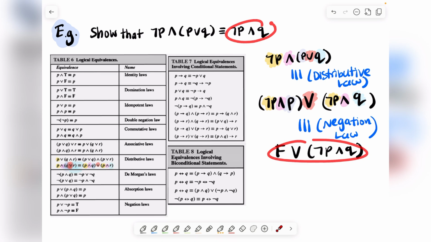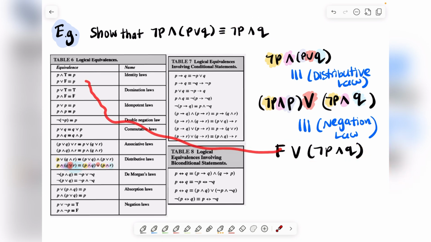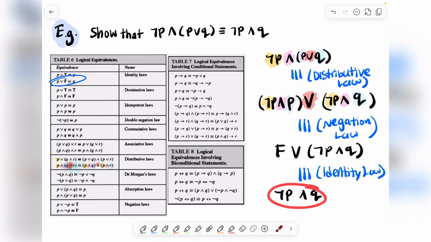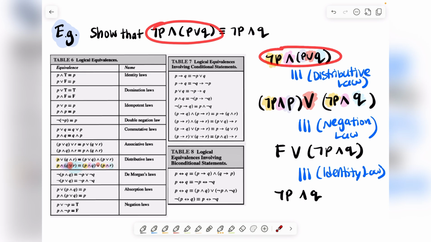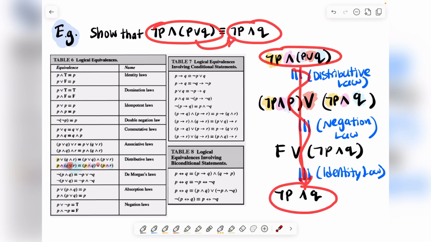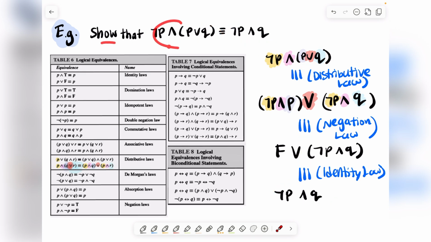This still does not look like this side. So what do we do? Well, there's this interesting law here that says if you have false or something, it's always just going to be equal to that something. So this is going to be equivalent to that something, which is just not P and Q. What law did we use? The identity law. So we write that. And finally, we have the other side. So we managed to go from here to here using known equivalences. So we proved that this compound proposition is equivalent to this at the end of the day. So we write a little square to say that we're done.